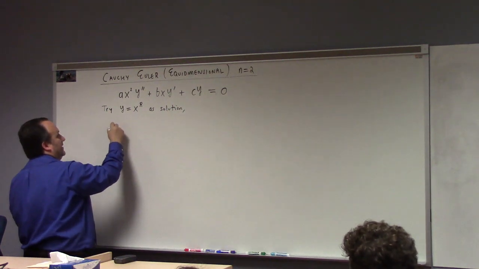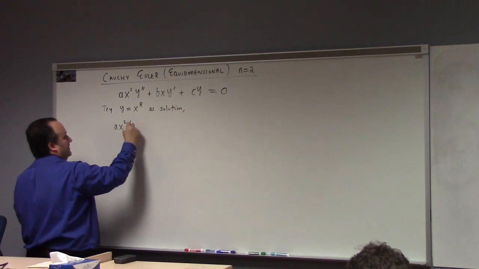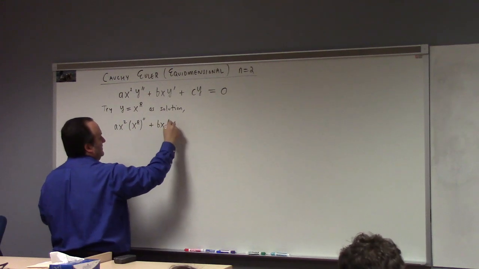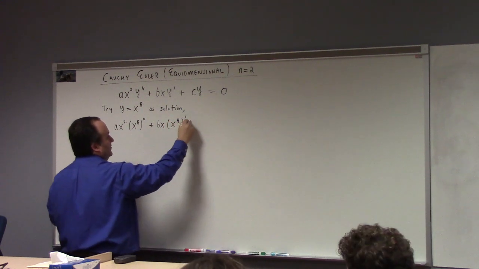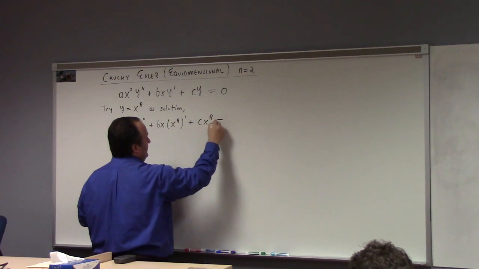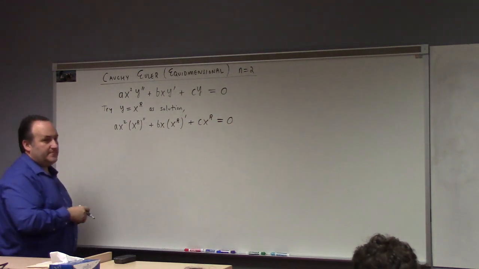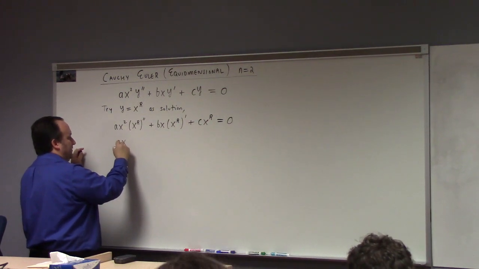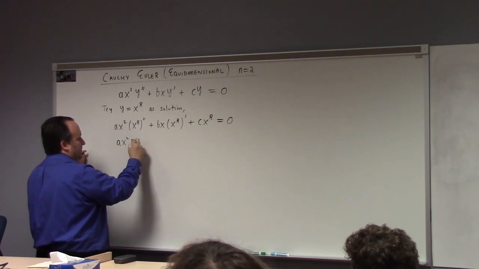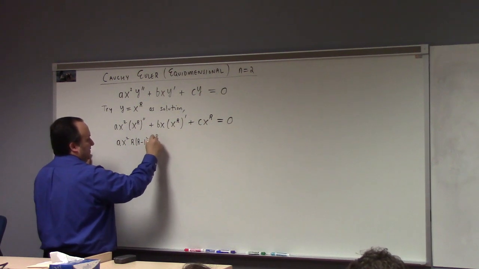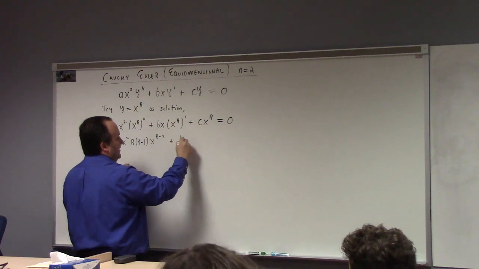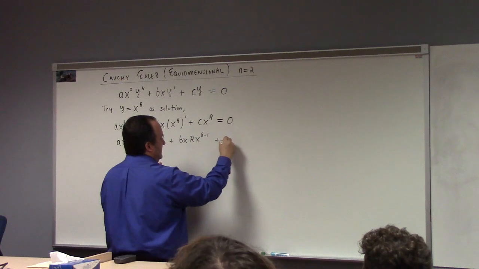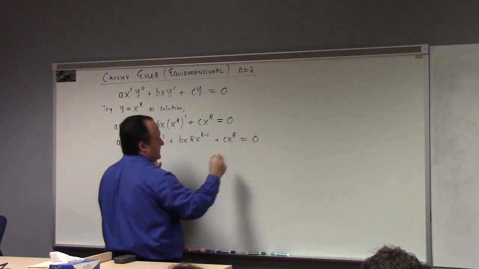So if we do a x squared times x to the power r, 2 derivatives, plus b x times x to the power r, 1 derivative, plus c x to the power r equals 0, plug it in. What happens when we take 2 derivatives here, we get x squared times r times r minus 1 times x to the r minus 2, plus b x times r times x to the r minus 1, plus c x to the r equals 0.